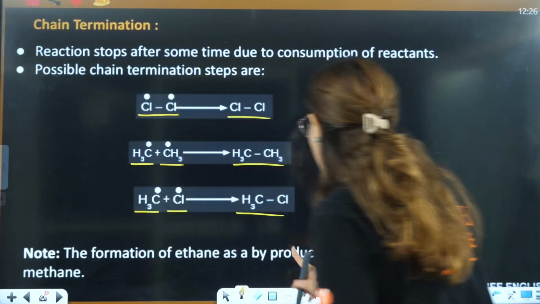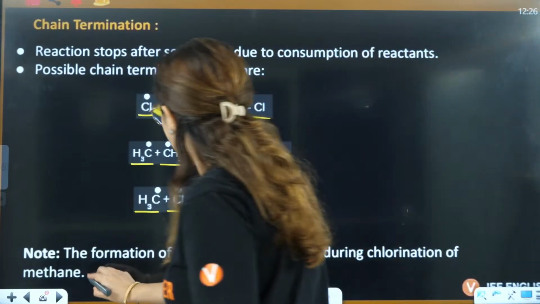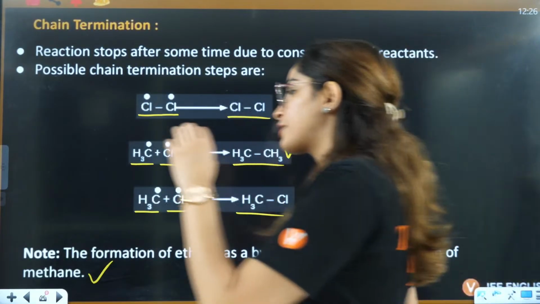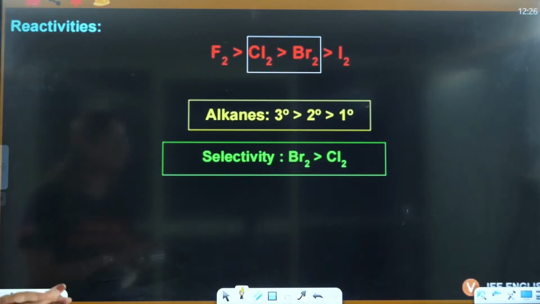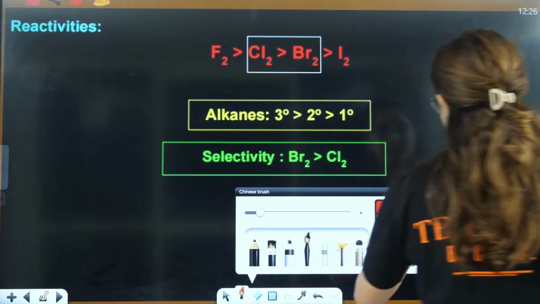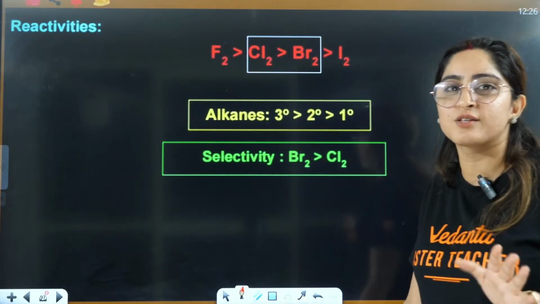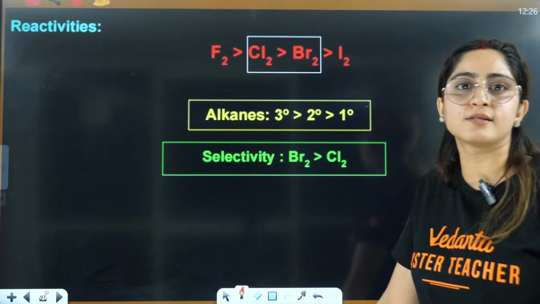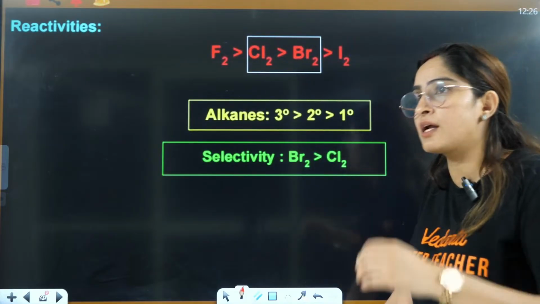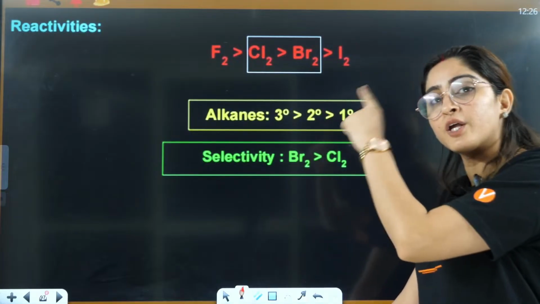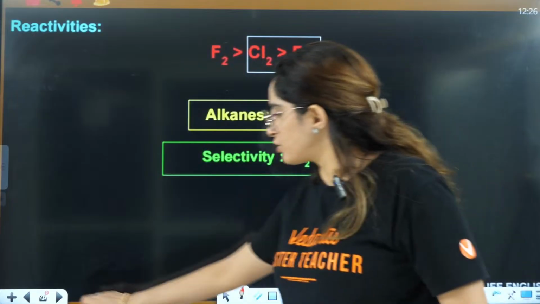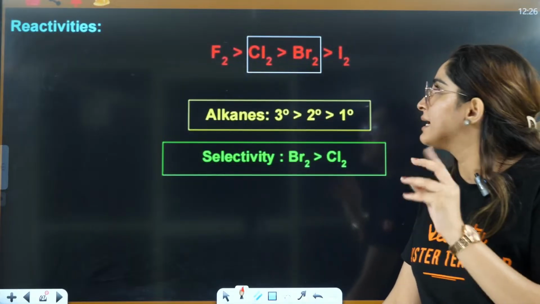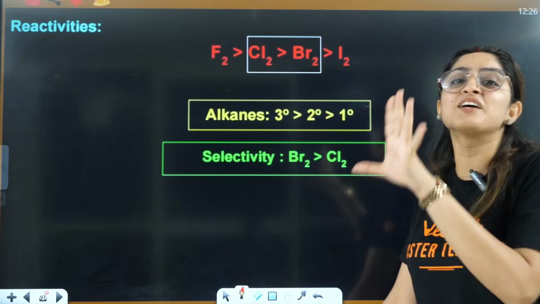The formation of ethane as a byproduct during chlorination of methane is also possible here, right? Possible chain termination steps. So all these are your possible byproducts, right? Now this is one of the most important things. From the free radical mechanism, they will not ask you what is initiation, propagation. You should know that, right? From here the questions are asked, okay? Based on the product, they ask you what will be the product. This is where you have to give full focus. Even board students should know this. It's not only important for JEE, well, everything is important, but this thing is more important, right?